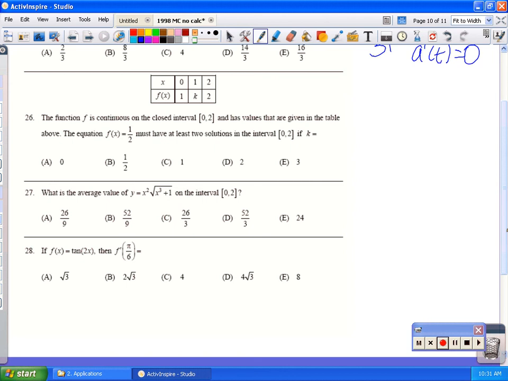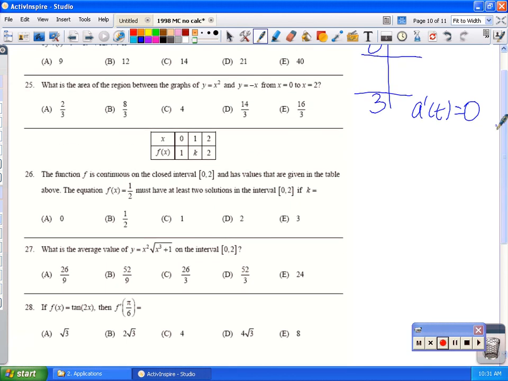Number 25 is an area problem. It's either top minus bottom or right minus left. Certainly you're going to graph y equal to x squared, which is a parabola, and the line y equal to negative x, which looks something like that. There's a region of area enclosed.